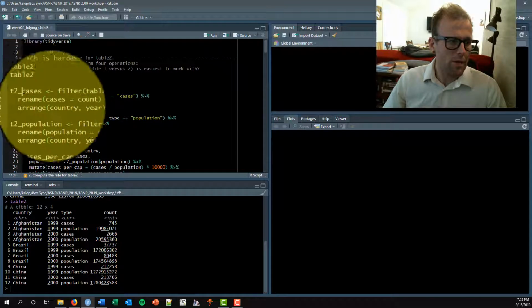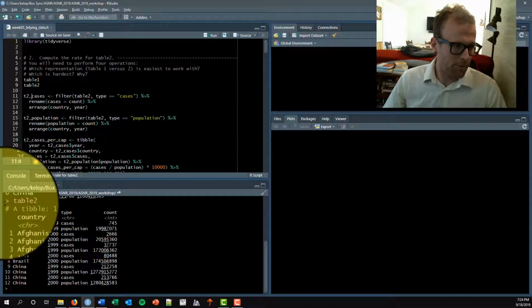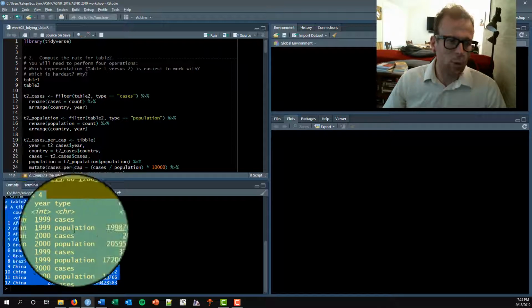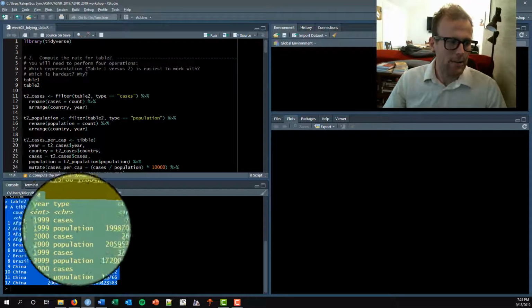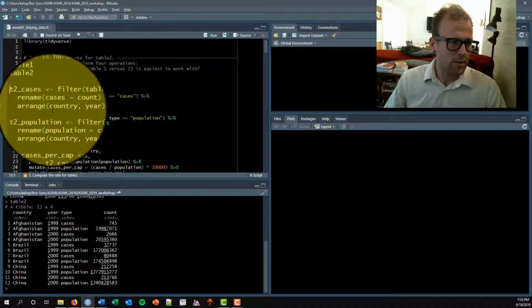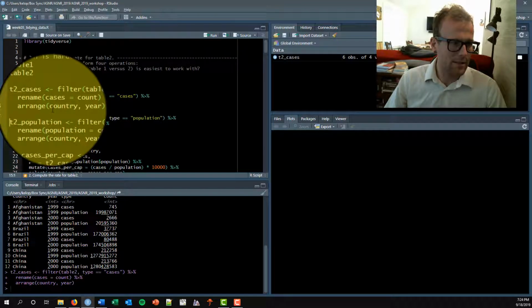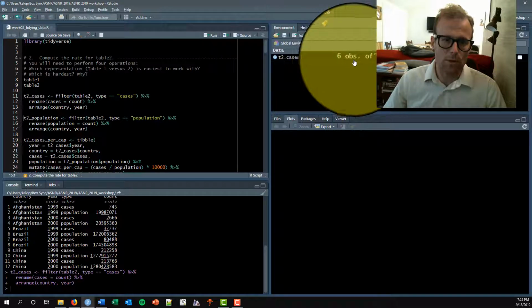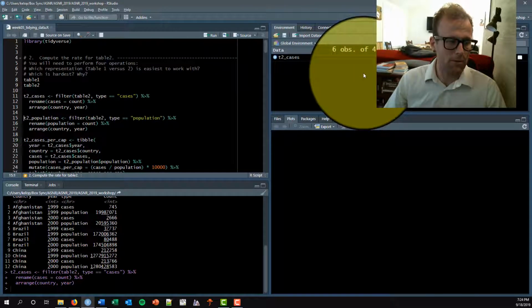So what we would probably actually want to do, if this was the data that we had, and we didn't have access to table 1 already, is actually separate these into two different data frames. So in the first case, I'm going to filter this data to select only the rows with cases, and I'm going to call that T2 cases. You can see I have a smaller data frame that's 6 observations of 4 variables.